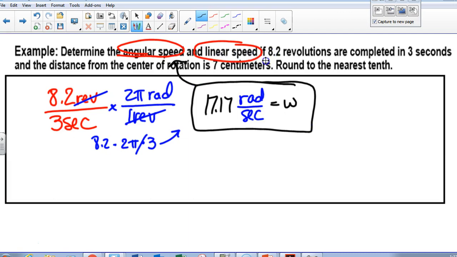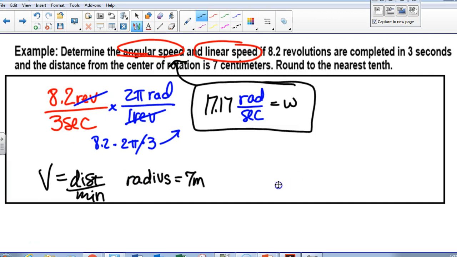The linear speed, we need a distance, right? To be a linear speed, v, we need a distance. Do we have a distance so far? I don't have any kind of distance, but did we read the whole question? The distance from the center of rotation is 7 centimeters. What in the world does that mean? The distance from the center of rotation? It is the radius, okay? The radius is 7 centimeters. What are we going to do with that if we want distance divided by time?